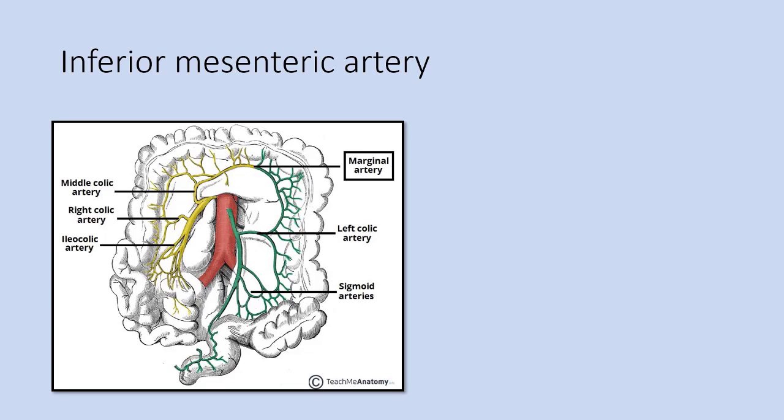Let us look at inferior mesenteric artery, which arises from the anterior part of the abdominal aorta at the level of L3, lumbar vertebra 3. It is just below the third part of the duodenum, which should be here. The origin of inferior mesenteric artery is 3 to 4 centimeters proximal to the aortic bifurcation, which bifurcates into common iliac arteries.